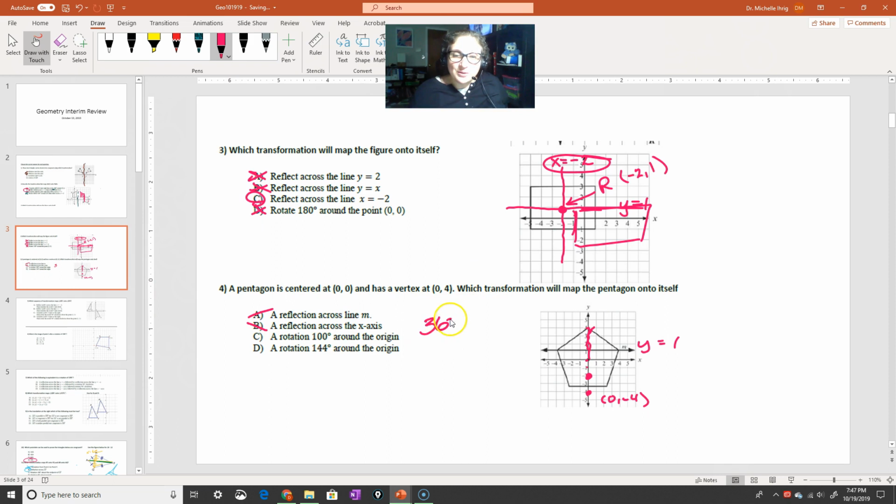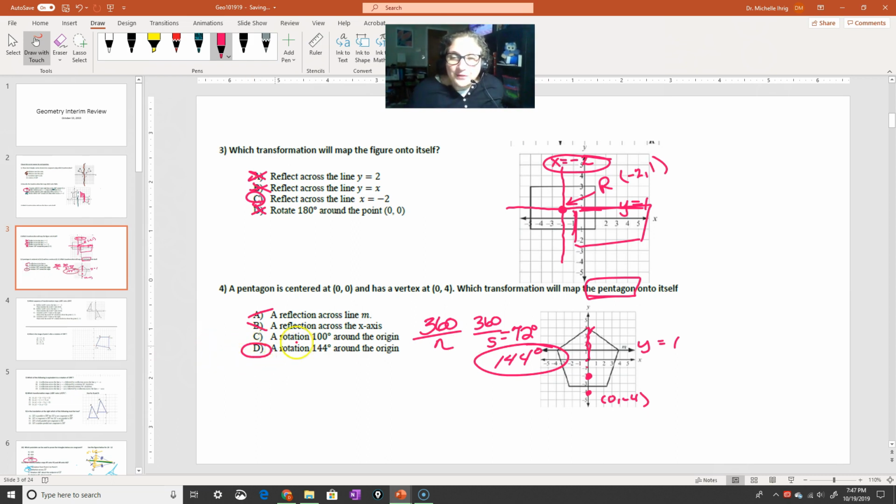Well, I taught you that anytime you have something that says regular, which this should but doesn't, it's a pentagon, we can assume all the sides are the same, then we're going to do the 360 degrees. So we're going to do 360 divided by the number of sides, and that gives us 72 degrees, which is still not one of the answers. And then I taught you do 72 times 1, 72. 72 times 2 is 144. And so that is the correct answer.